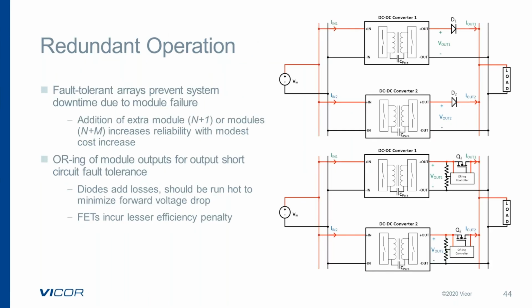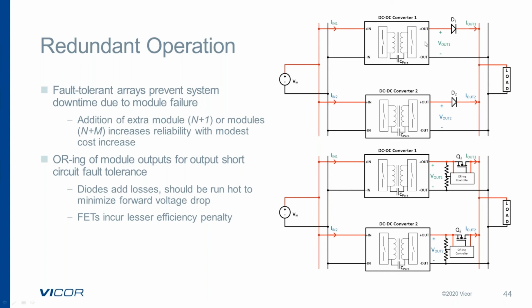In redundant applications, the system has to be up and running even when there's an input short or an output short of the DC to DC converter. As we've seen before, an input short can be handled by a fuse at the input of the converter. There's enough energy from the source to clear the fuse, such that if converter 1 in this drawing has an input short, it will clear its fuse, and then converter 2 will be unaffected. It can still operate.